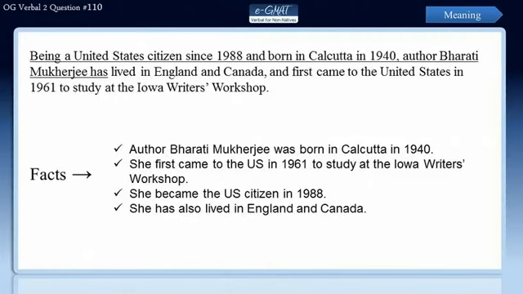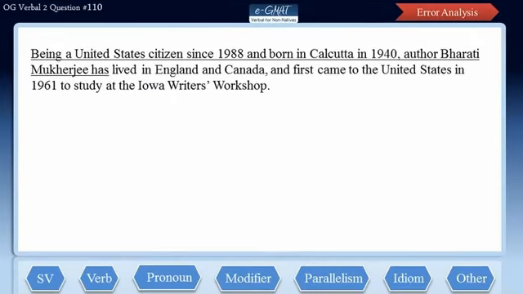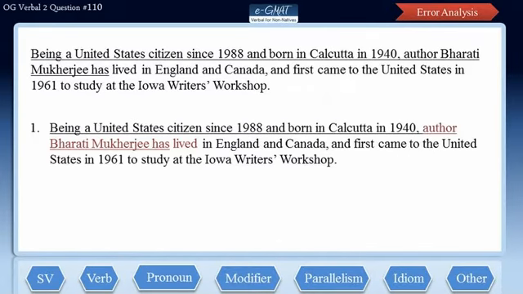Now let us evaluate the errors by splitting this sentence into its clauses. Since this sentence has only one subject-verb pair, we have only one clause here. Author Bharati Mukherjee is the subject and has lived is the verb.